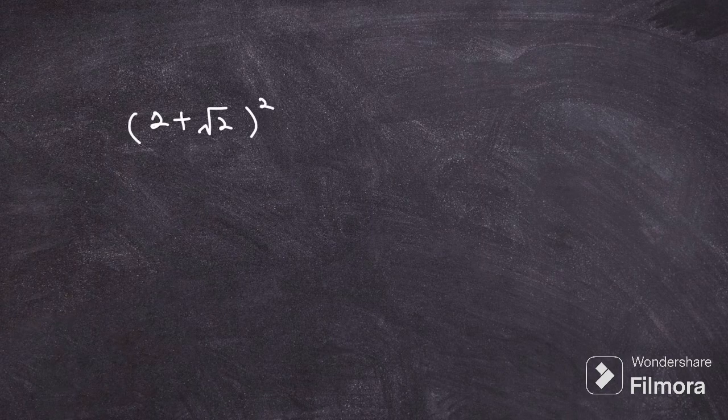Let's get started. So I have 2 plus square root of 2, entire thing squared. Now when we have a form of (a plus b) squared, we can use a formula that we can memorize, which goes like this: (a plus b) squared is equal to a squared plus 2ab plus b squared.